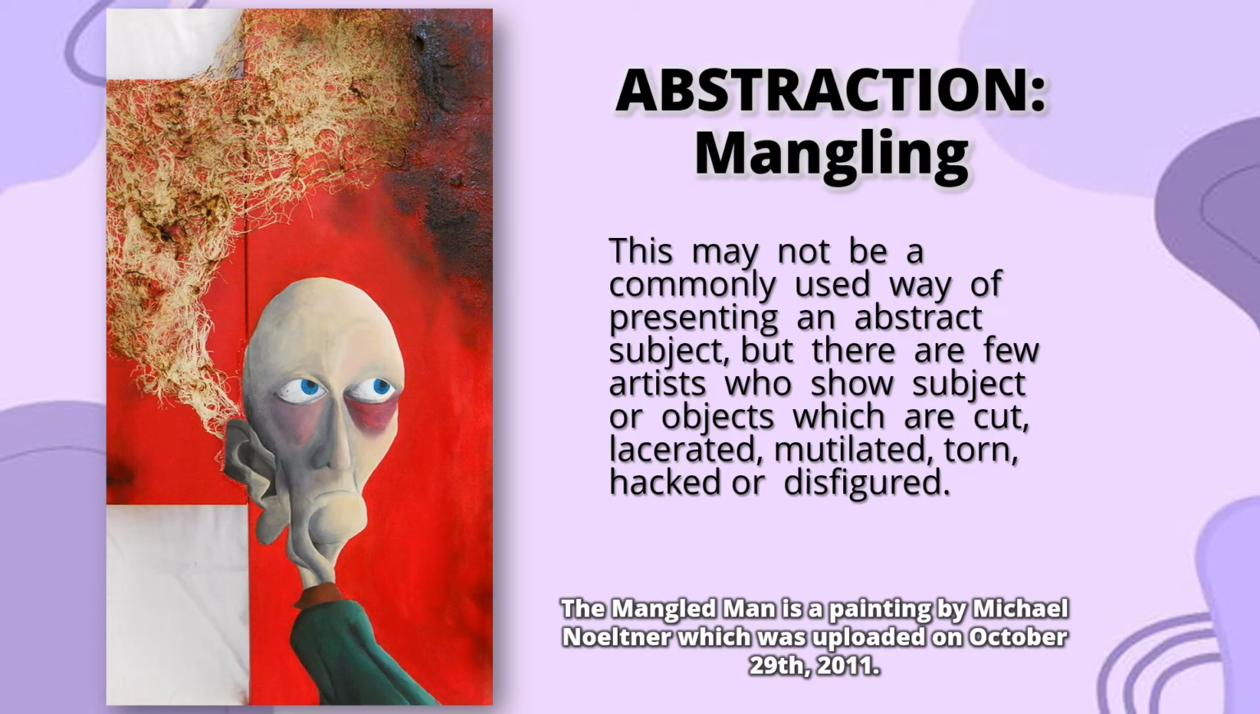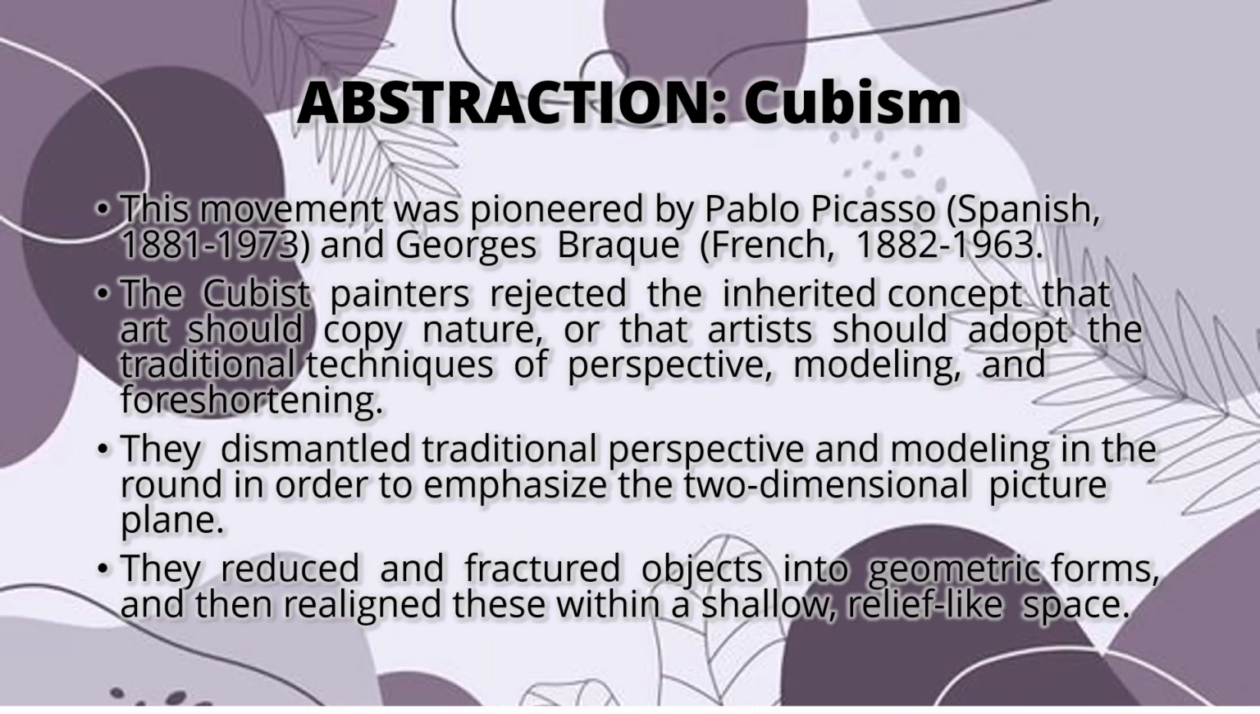Okay, next, let's move on to mangling. So, mangling, it is not commonly used way of presenting an abstract subject, but there are few artists who use subject or objects which are cut, lacerated, mutilated, torn, hacked, or disfigured. So, makikita nyo naman dito, may punit dito sa side. So, hindi siya masyadong ginagamit, pero ang ibig sabihin lang ng mangling is yun, cut, lacerated, and so on and so forth. Move on to Cubism.